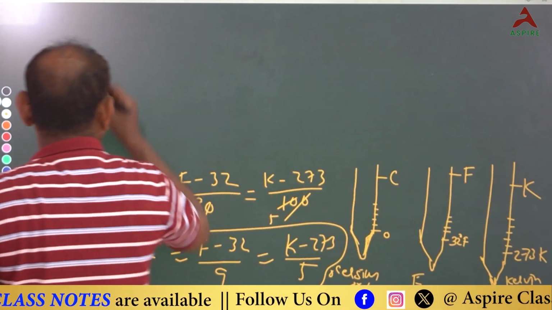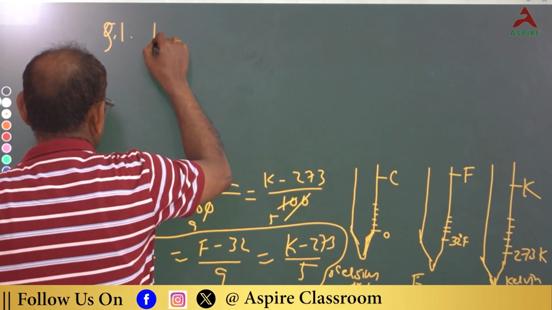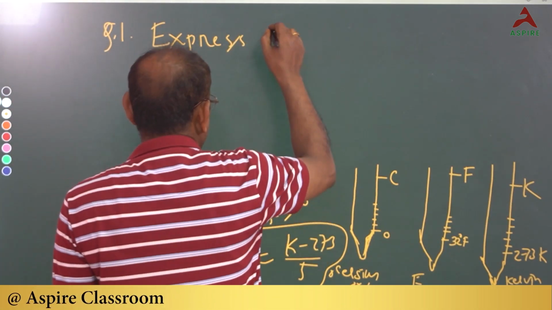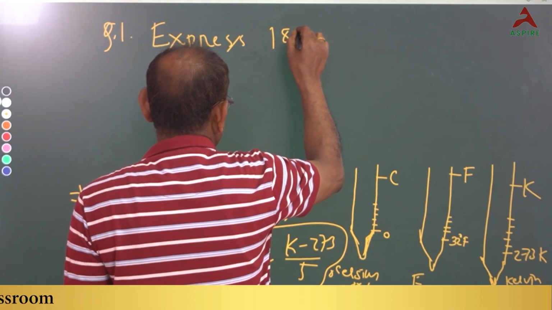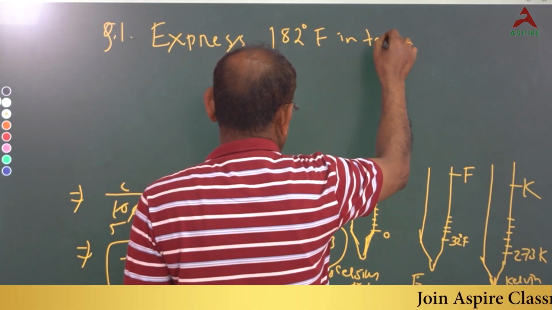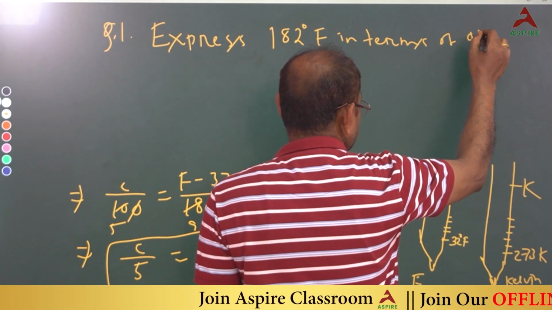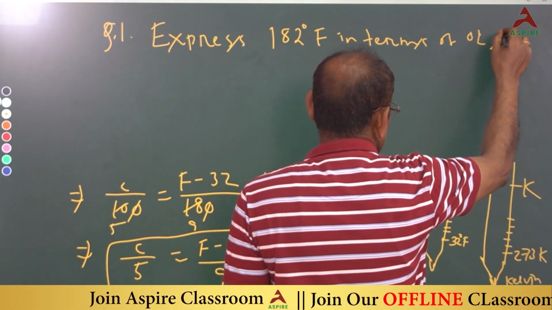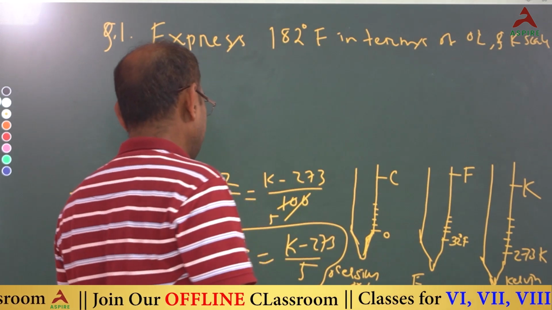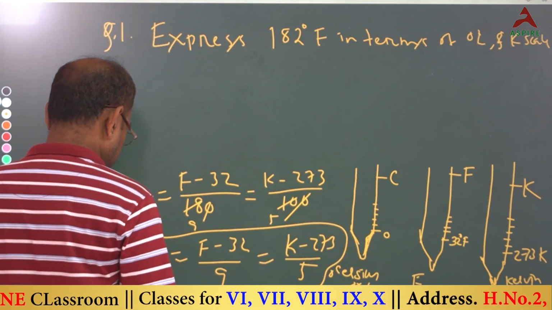Now question number 1: express 182 degree Fahrenheit in terms of degree Celsius and Kelvin scale. At first we will express this in terms of degree Celsius.